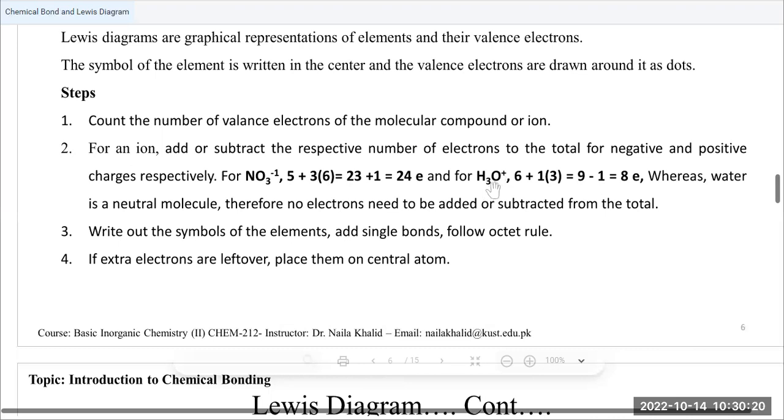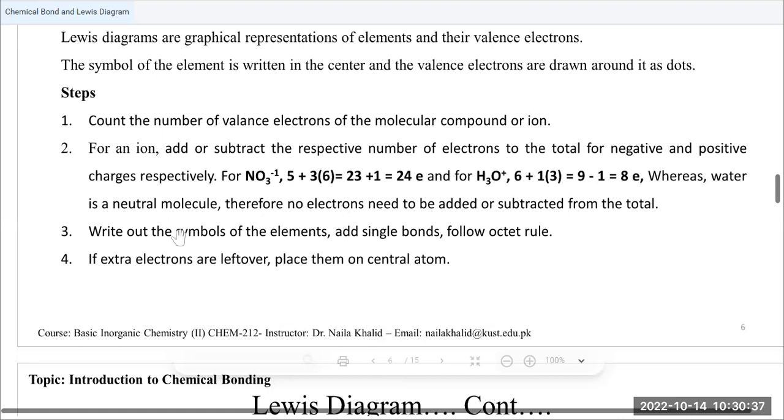Similarly, for the hydronium ion, 3 hydrogens have 3 electrons, whereas 1 oxygen has 6 electrons. So it has a total of 9 electrons. For the positive charge, we subtract 1. So overall, the hydronium ion has 8 electrons.